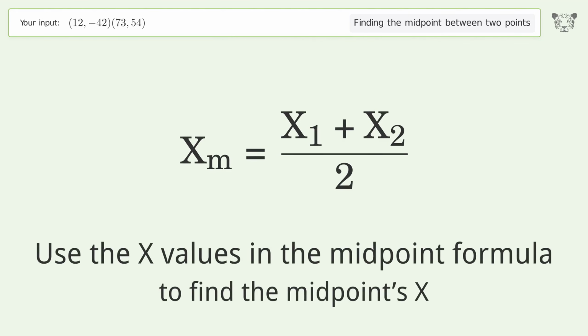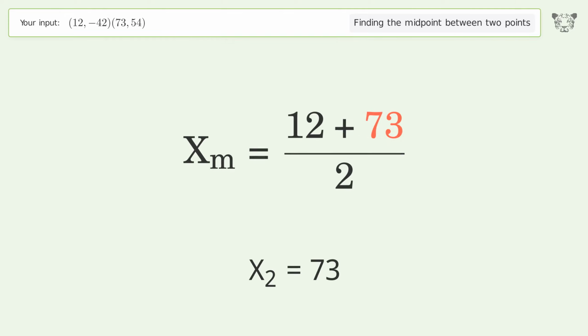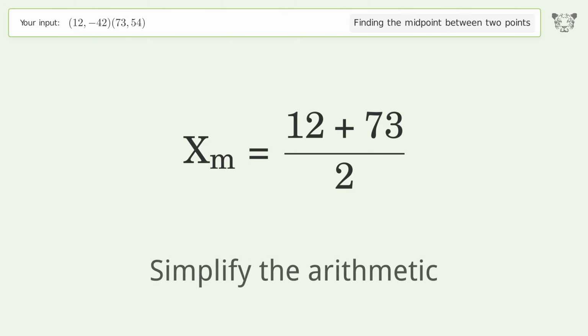Use the x values in the midpoint formula to find the midpoints x. x1 equals 12. x2 equals 73. Simplify the arithmetic.